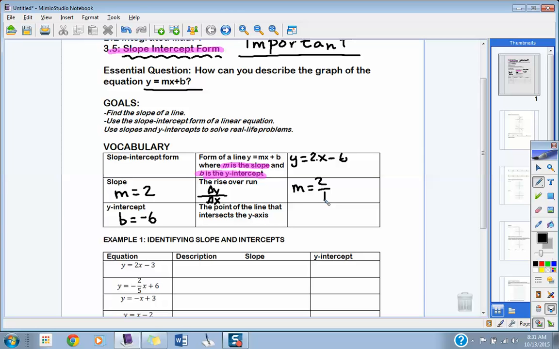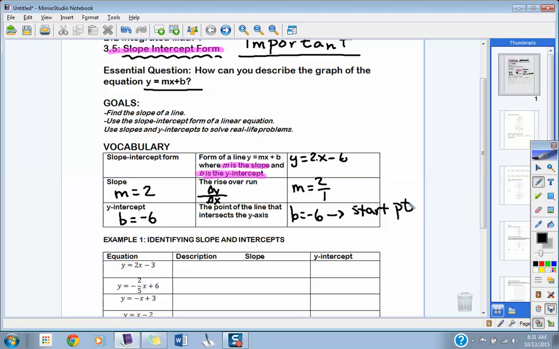And then the y-intercept, b equals -6. This y-intercept of b equals -6, that's kind of like the point that you start. The y-intercept is going to be a point when you graph these that you always start at. So the y-intercept is always going to be your starting point for the graph.